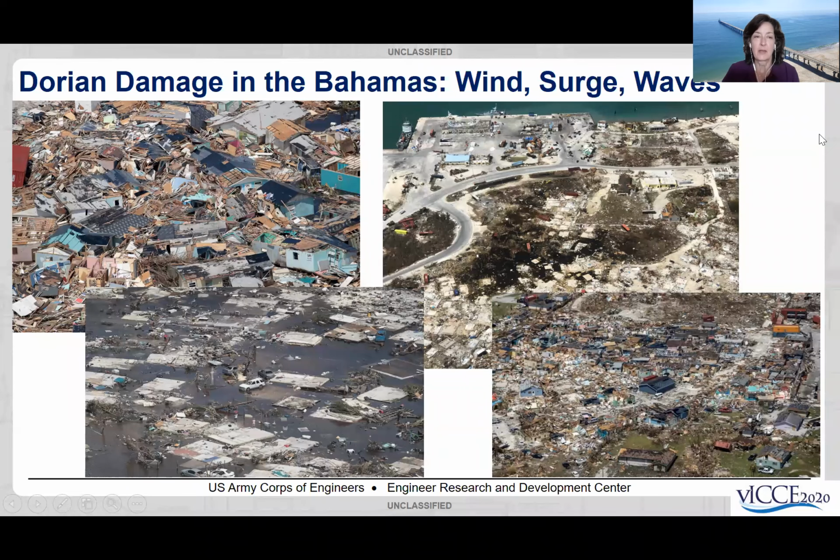Here are some pictures of the damage done by Dorian in the Bahamas due to the wind, surge, and waves. Extremely devastating.